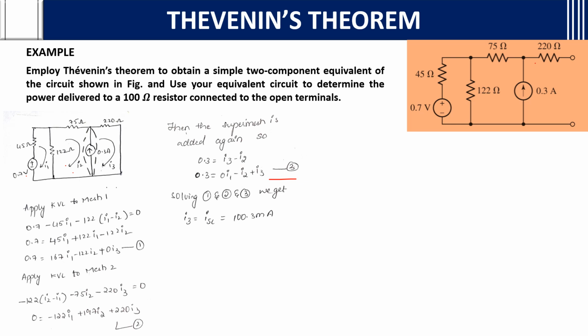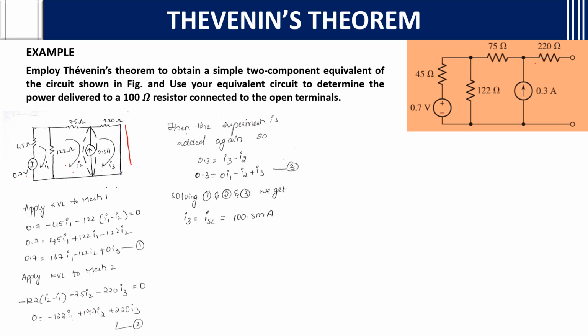Across 0.3 is the current I3 minus I2. With respect to the I3 mesh, first we should take I3 minus I2. So solving 1, 2, 3, we want the current across the end, the short circuit current ISC. To get ISC, I3 is the ISC.